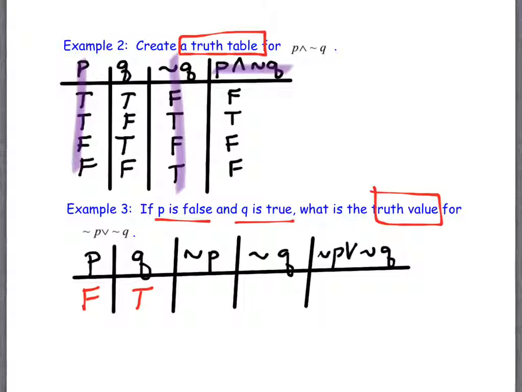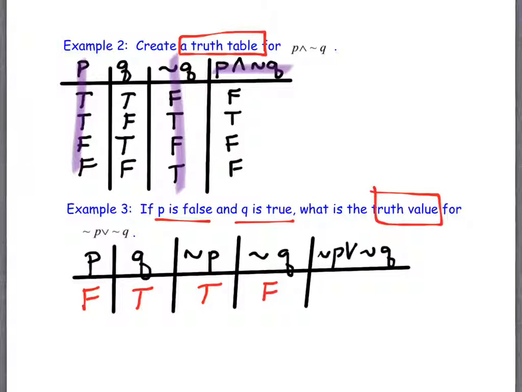They didn't do that on the problem before, right? No, because it wanted us to create the whole table. This one's not asking for a whole table. They're telling us the piece of the information that they want. All right, so if P is false, what's tilde P? True.